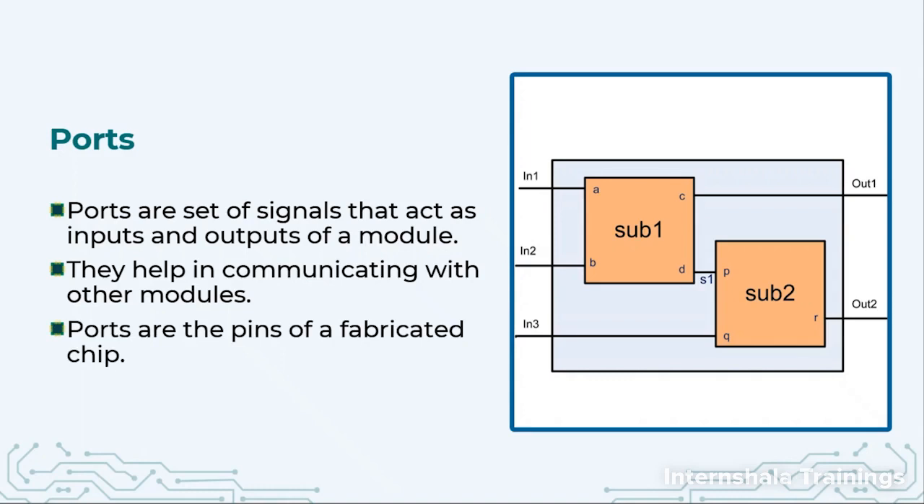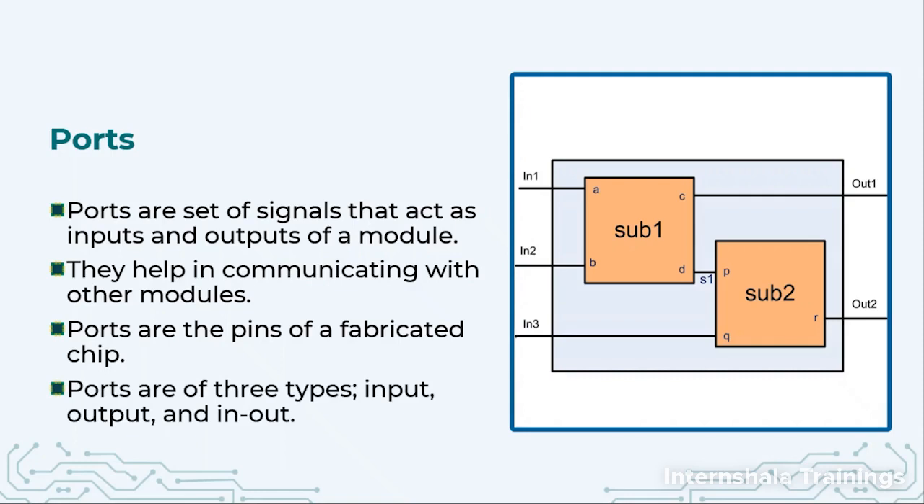The ports are like pins on a fabricated chip, and ports are of 3 types: input and output, which we have already discussed, and another type which is called inout. Inout can be a port which is input as well as output. That means when we have feedback. So when we start coding, we'll discuss these types of ports as well.